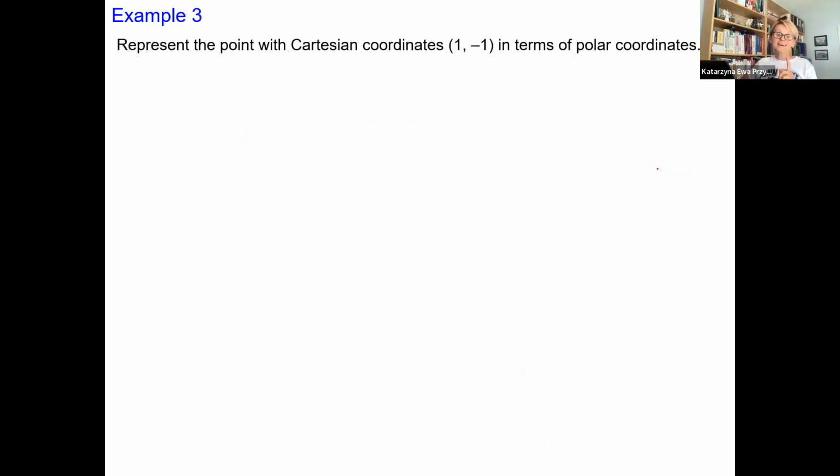Now represent the point with Cartesian coordinates (1, -1) in terms of polar. Theoretically, everybody can give me a different answer and the answer will be correct, because everybody can go around by 2 pi, 2 pi, 2 pi. Where we are is important. Which quadrant? (1, -1). And this is the point. We have the Cartesian coordinates, but we will need the polar coordinates.